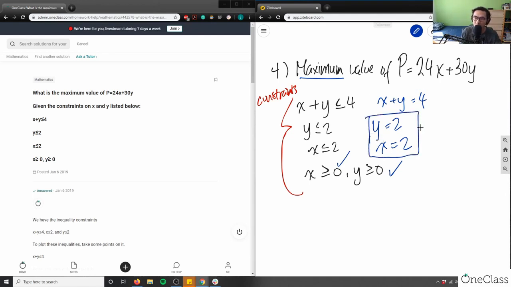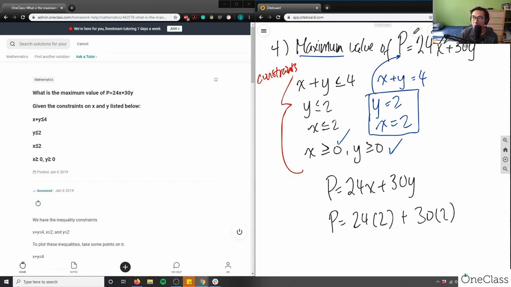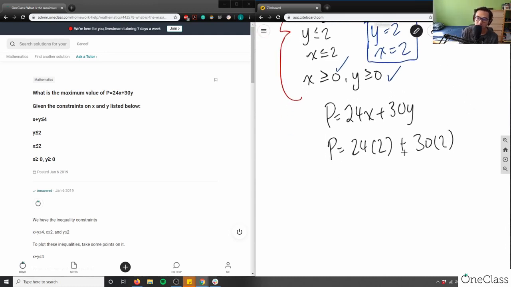This is what I'm going to need to plug in for p. So let me solve this problem. P equals 24x plus 30y, so p equals 24 times 2 plus 30 times 2. Then I can simply solve this. The maximum value of p: 24 times 2 is 48, plus 30 times 2 is 60. 48 plus 60 is 108, and that's my final answer. The maximum value of p is 108.